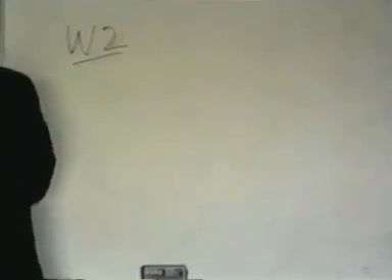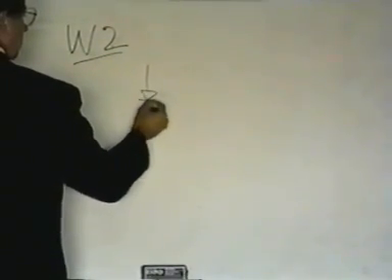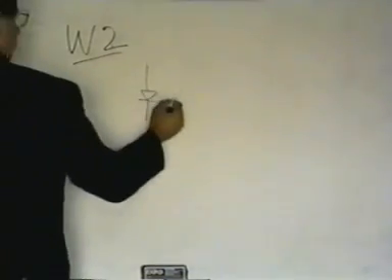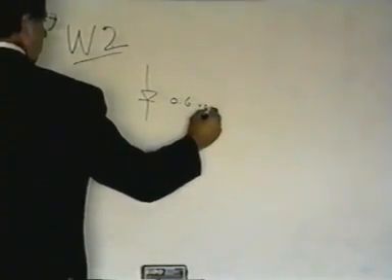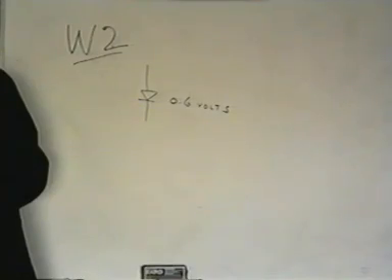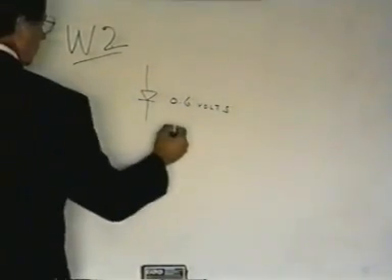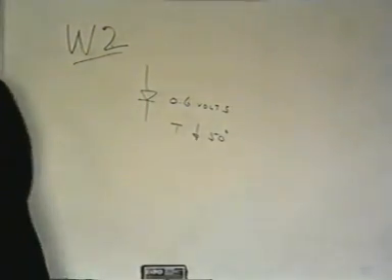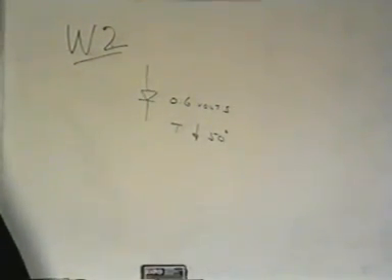In warm-up problem number 2, we are told that a diode has a voltage across it of 0.6 volts when it is driven by a current source of 1 milliamp. Now the temperature drops 50 degrees, so the temperature will go down 50 degrees. We'd like to find what the new voltage across the diode would be.